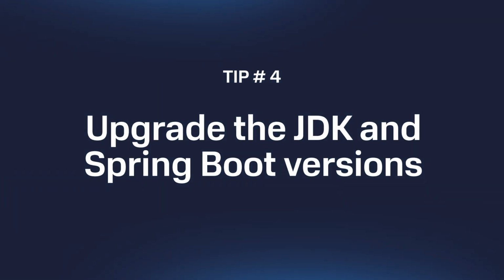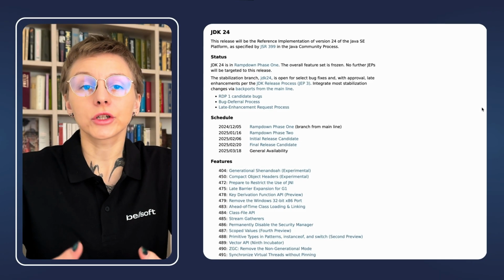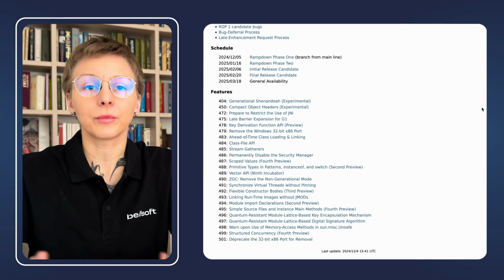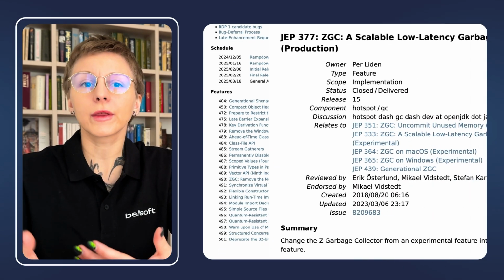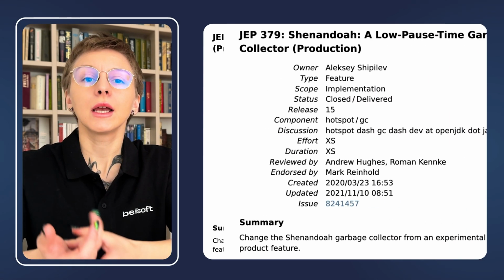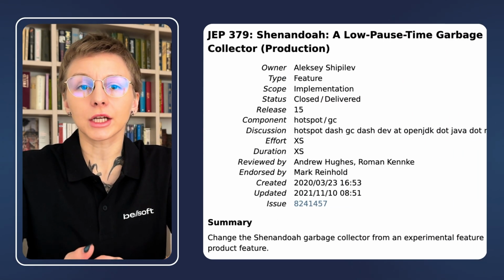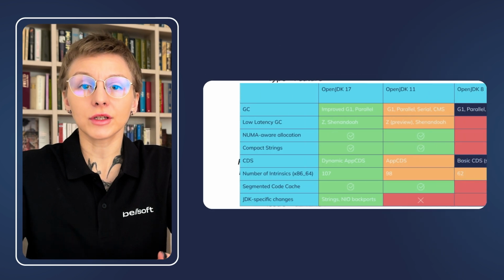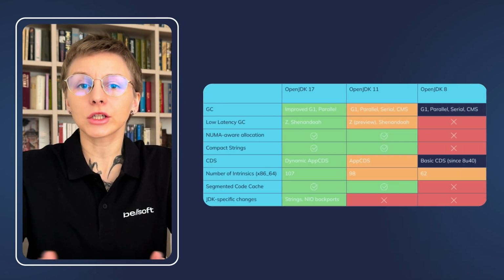Tip number 4. Upgrade the JDK and Spring Boot versions. Java Virtual Machine, the heart of the Java platform, is getting more powerful with each JDK release. Brand new features, improved features, numerous enhancements to the garbage collection, JIT compiler, and the intrinsics can make your application run faster even without code changes.